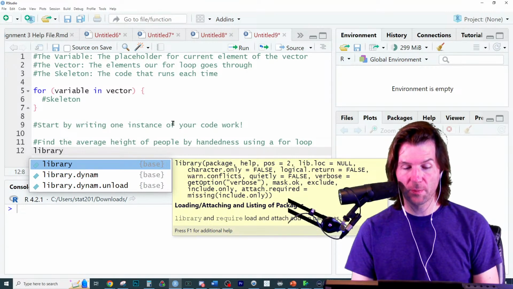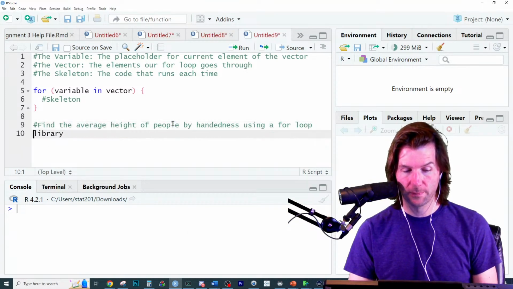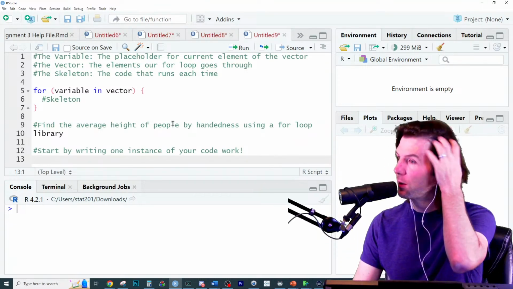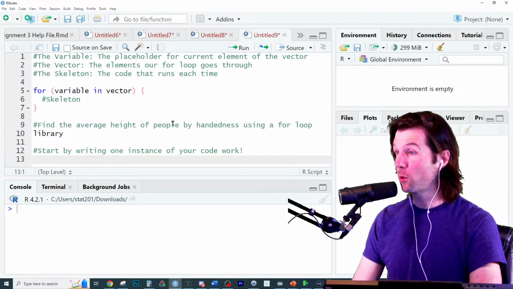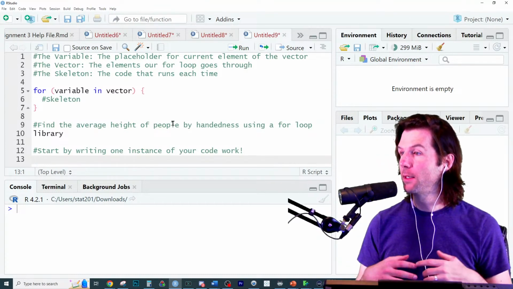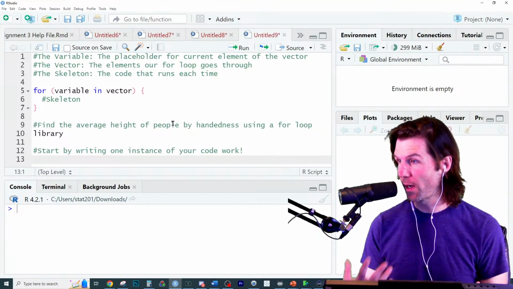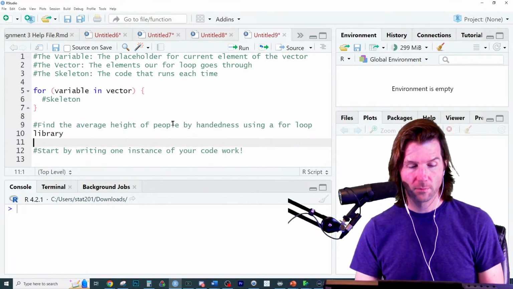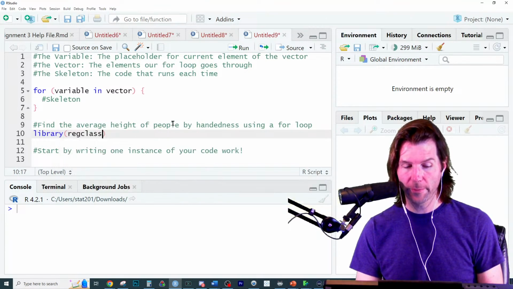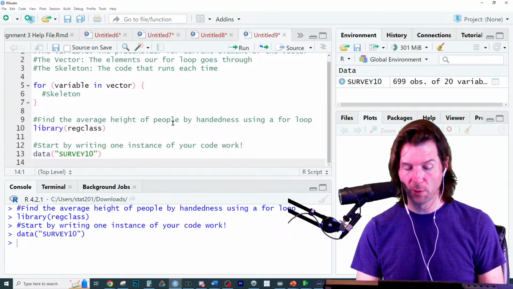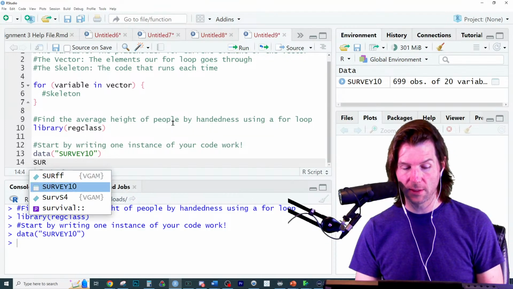So we're going to start by writing one instance. This is the skeleton we're working on. So this is how to do it, and let's talk about how to write the for loop. The one instance we're going to write is we're going to find the mean for one group. So here we go. We're going to pull up some data, go to data survey 10, and here's our data set.